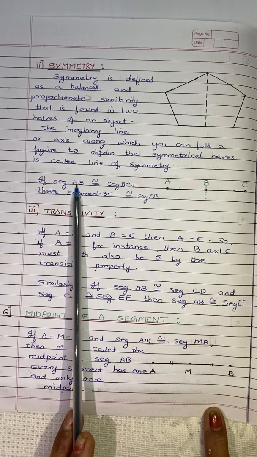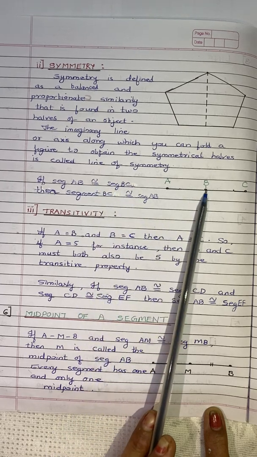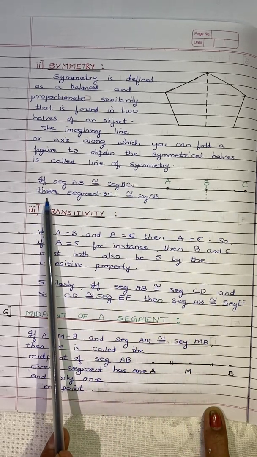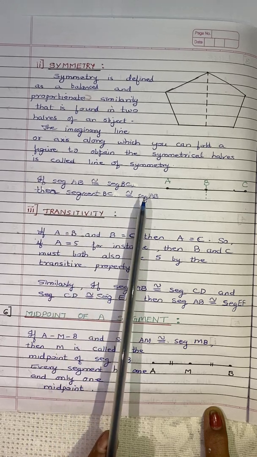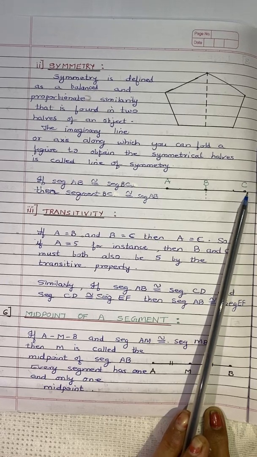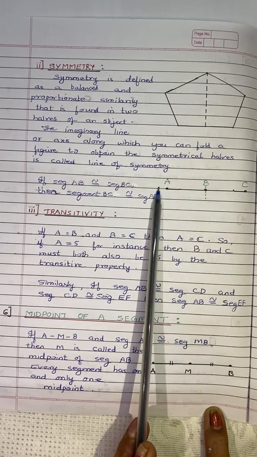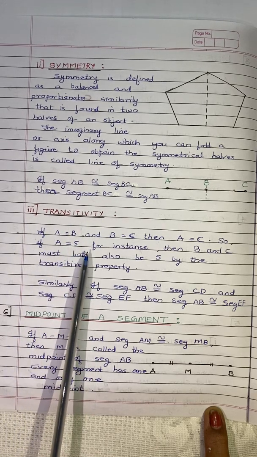If segment AB is congruent to segment BC, then segment BC is congruent to segment AB, and I can also say that CB is congruent to BA. The third part of it is transitivity.